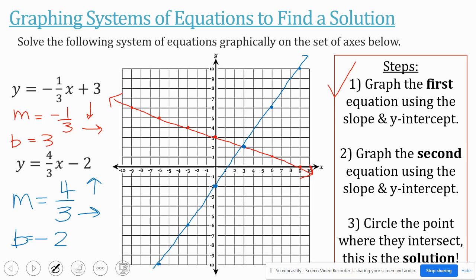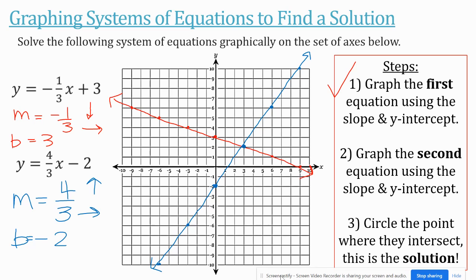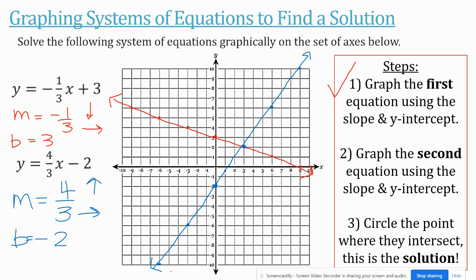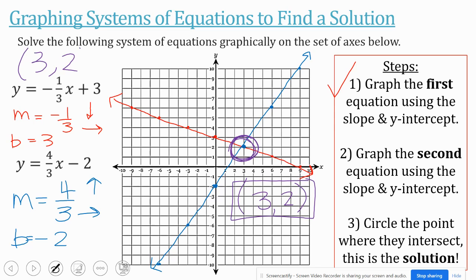Connect this. Okay. Now the third step is circle the point where they intersect. This is the solution. So hopefully you notice that they both intersect at this point right here. And that is the point 3, 2. I'm going to rewrite that so you can see it clearly. 3, 2. That is the point that if we were to plug both of these into these equations, it would be true. It's where they intersect.